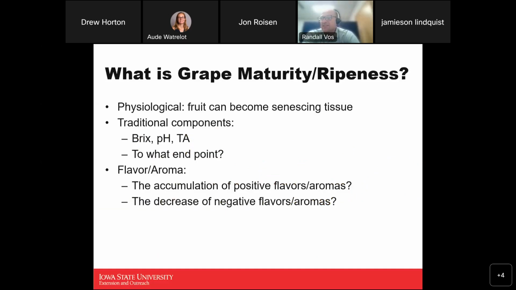It's a rare thing in nature to have all this sugar, and at some point it reaches its peak and it goes downhill. And so we have our traditional components of what I generally refer to as maturity, and that's Brix, pH, TA. And then generally when I refer to ripeness, I refer to flavor and aroma compounds. And when we talk about what ripe is, I look at it from two perspectives. We're trying to accumulate positive flavors and aromas, and we're trying to decrease negative flavors and aromas. And so that's how I look at it.